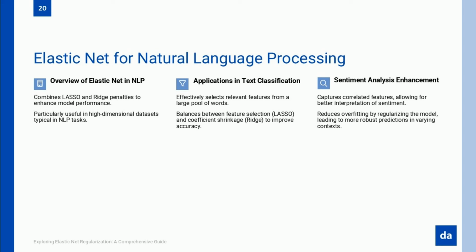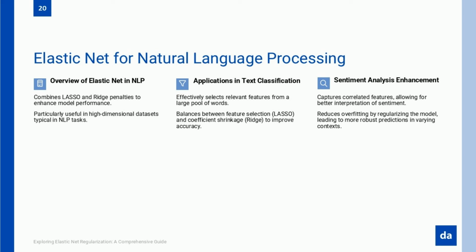One of its most powerful applications is sentiment analysis. Businesses want to understand how customers feel about their products based on reviews, tweets, and comments. The problem? A single review can have hundreds of words, and many of them convey similar meanings. Lasso might remove too many relevant words, while Ridge keeps all words, including ones that add no real value. Elastic Net keeps the most meaningful words while filtering out noise, improving sentiment prediction accuracy.